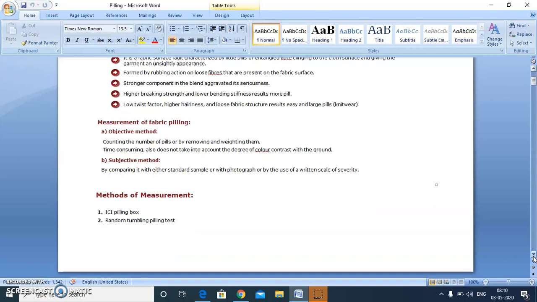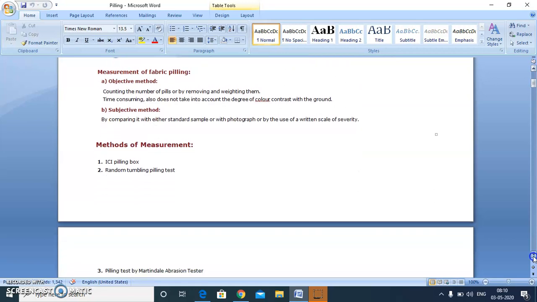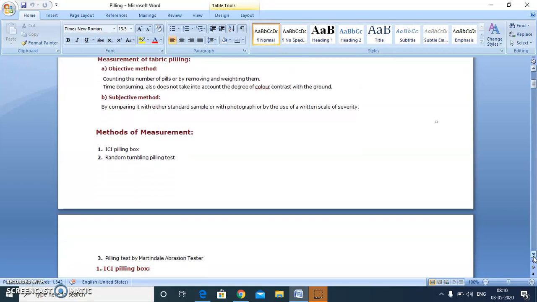It is difficult to measure pilling as well as abrasion. These are difficult properties to measure objectively. First, we'll try to understand the various types of pilling testers available. One is ICI pilling box, random tumbling pilling test, and pilling test by Martindale abrasion tester. The most popular one nowadays is Martindale abrasion tester.